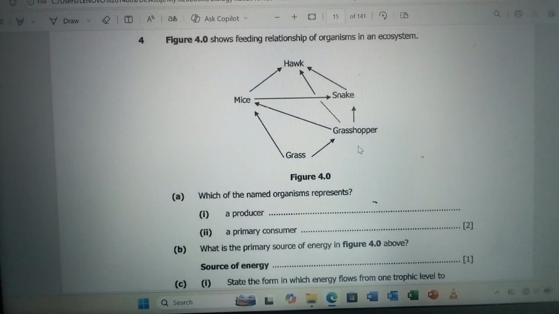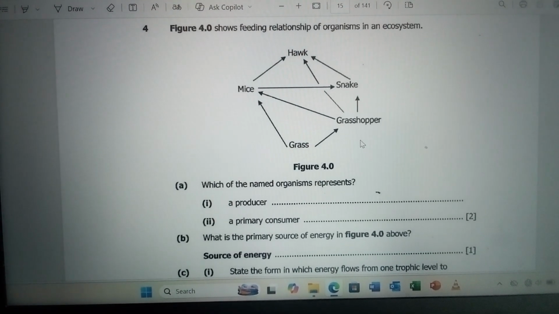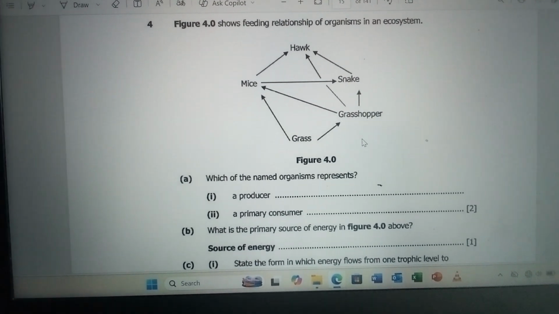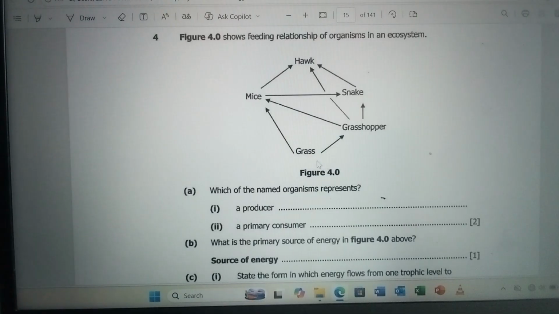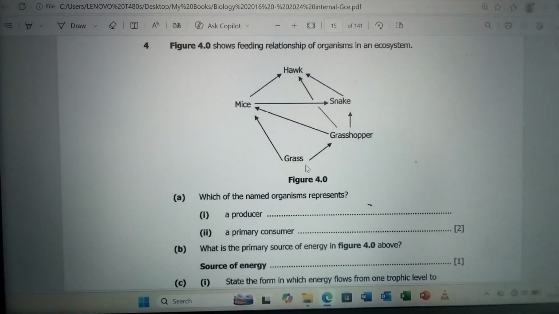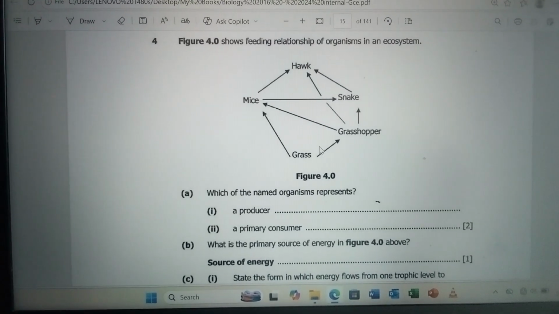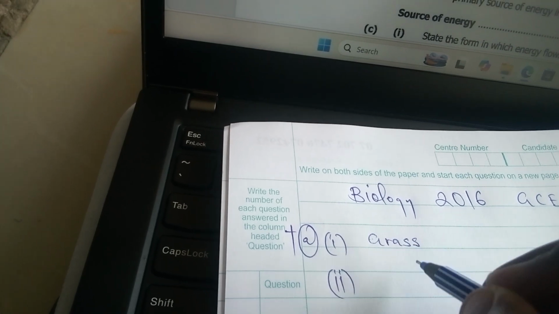So from there we can start now answering, where they are asking which of the named organisms represents number one, producer. Like I said, producers are always green plants. Producers are always what? Green plants. And organisms that feed on the producers are called primary consumers. So looking at the question, A, that is just grass. That is our answer.